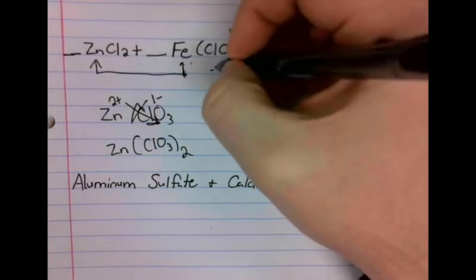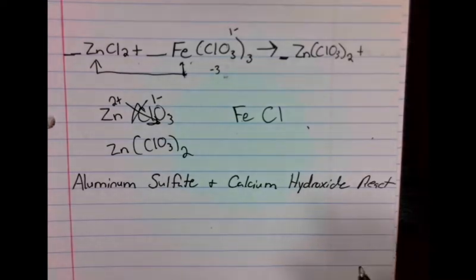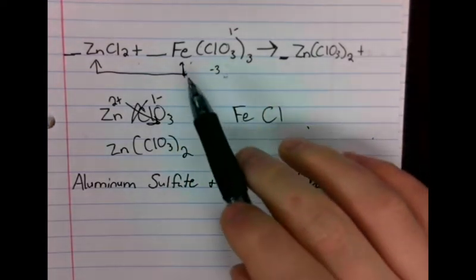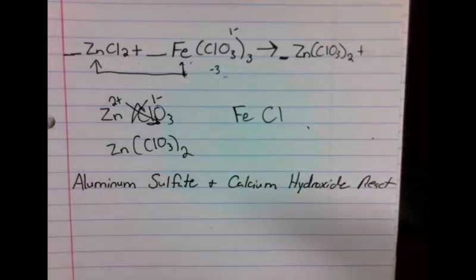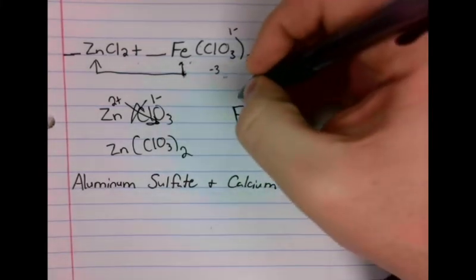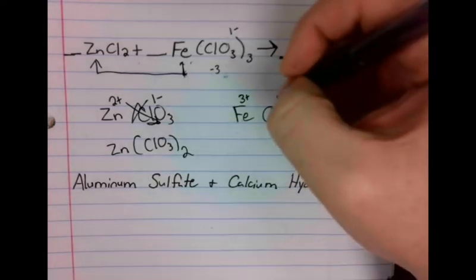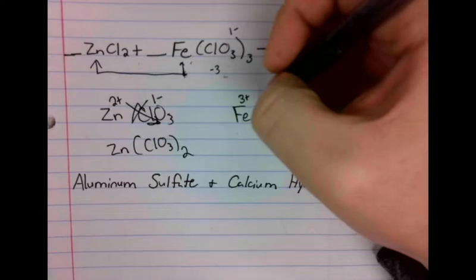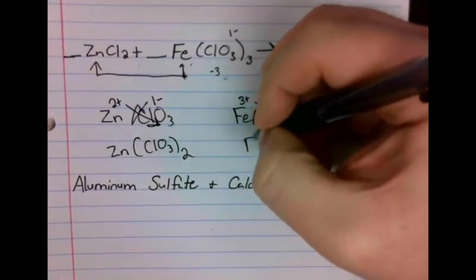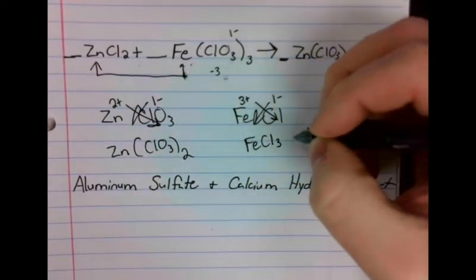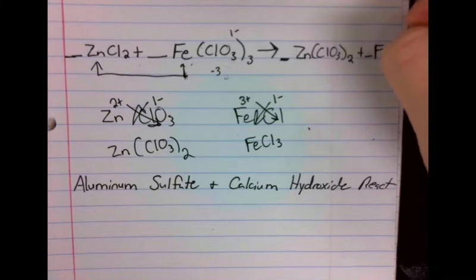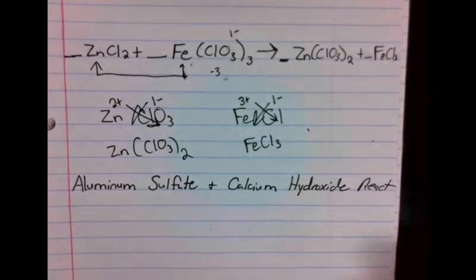That means there is a total of a -3 charge here, and we know it must be electrically neutral, so what charge must Fe have had to cancel out a -3 worth of charges? It would have had to have a +3 worth of charges. And then Cl, we already know from the periodic table, is a 1 minus. We're going to cross our charges. We get FeCl3. That can't be reduced, so let's put that into our formula.